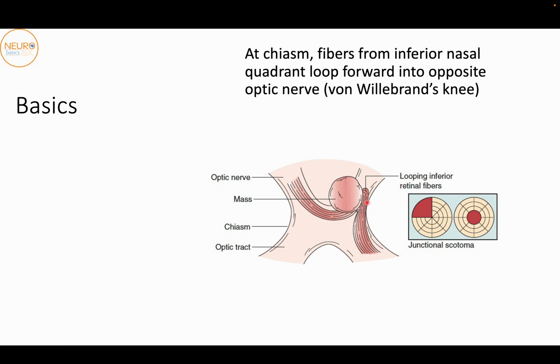For example, a tuberculum sellae meningioma could particularly affect this junction, where you have the optic nerve fibers of one side, and then the inferior nasal retinal fibers of the opposite side. So that can lead to something called a junctional scotoma. That's what we are seeing here. On the right side, the optic nerve is affected, which is why we have a central scotoma over here. And on the opposite side, the inferior nasal retinal fibers are affected, which means that the superior temporal quadrant of the visual field will get affected. So that's what a junctional scotoma looks like, which happens when there is a lesion located at the junction of the optic nerve and the chiasm, for example, a tuberculum sellae meningioma.